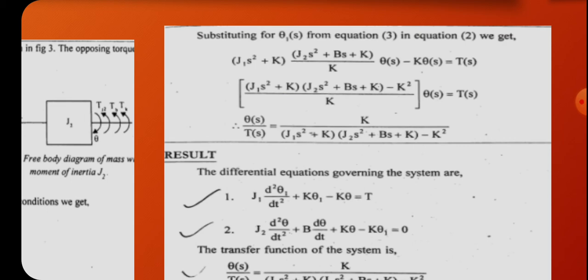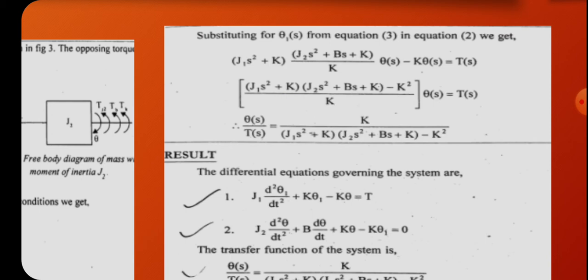So we are asked to find a transfer function. So we know that transfer function is output divided by input. So from this equation, theta of s divided by T of s is the transfer function, that will be equal to k divided by J1 s square plus k into J2 s square plus bs plus k, minus k square. So this is the transfer function. So we can simply write down the three results.